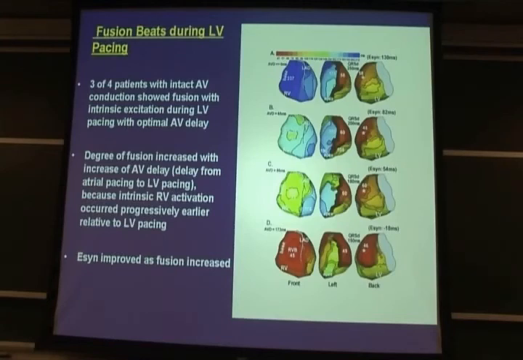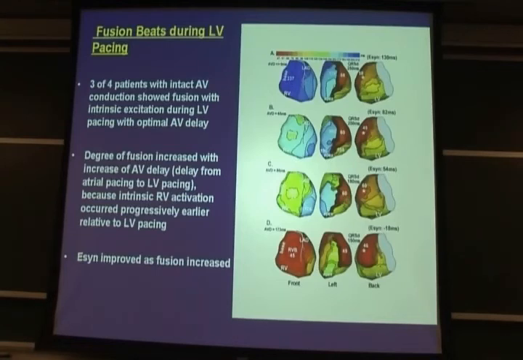If you pace from the left ventricle alone, you revert the left bundle branch block pattern to a right bundle block pattern, right? So now the left ventricle is activated first, and then through slow conduction, the right ventricle is activated very late. So now you can say, I can put an electrode here and bring it forward in time.